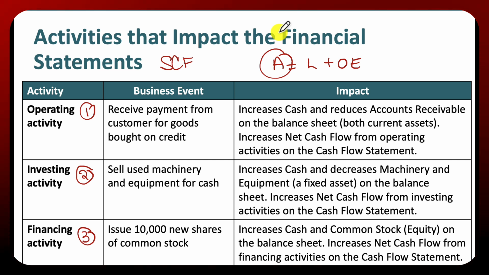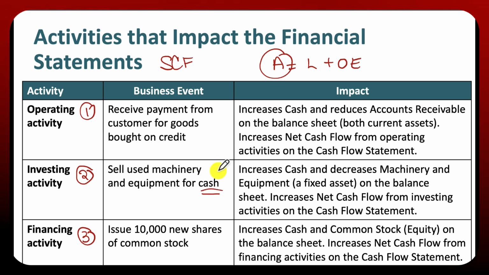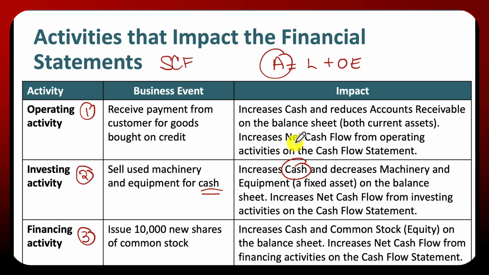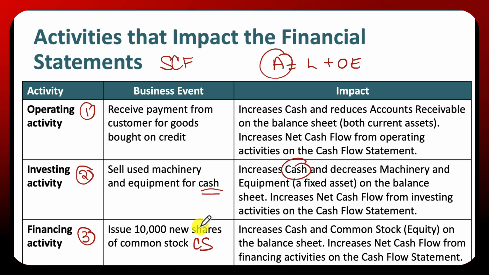Investing activities: a business event might include selling used machinery and equipment for cash. This would increase the cash balance and then decrease the machinery and equipment balance, a fixed asset, on the balance sheet. Again, we would have an increase in net cash flows from investing activities on the statement of cash flows. And a financing activity might be the issuance of 10,000 new shares of common stock. This would increase cash and common stock, which is equity, so this is part of our accounting equation on the balance sheet. This would increase net cash flow from financing activities.